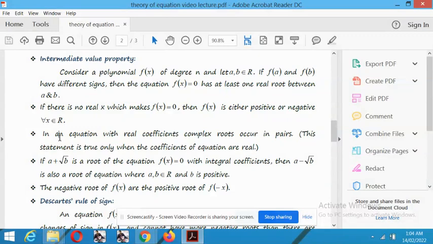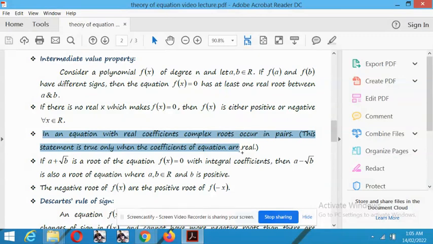Now we come to the next statement of the theorem, which is very important. It is about complex numbers, as we all know. The statement is: in an equation with real coefficients, if complex roots occur, then they occur in pairs. That means if a plus ib is one root, then a minus ib is another root. If in any equation we get 2 plus 3i as a complex root, then 2 minus 3i is also another root. That's how complex roots occur in pairs.